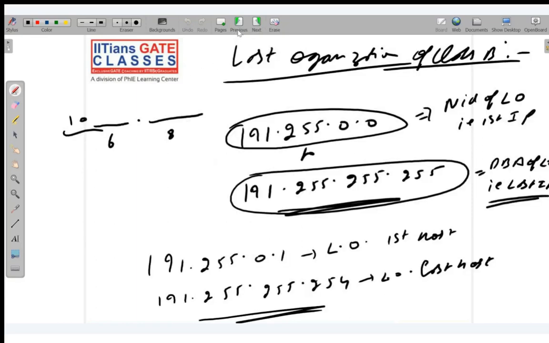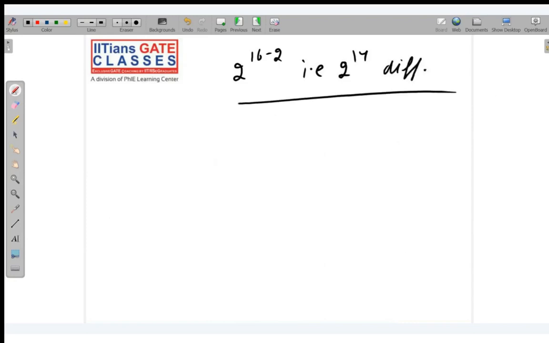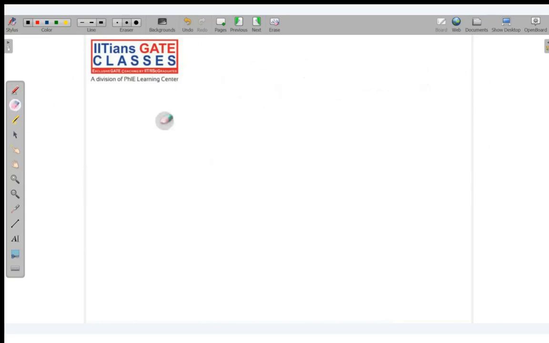I have dictated a few notes about it. Class B IP addresses can be assigned to 2 power 16 minus 2, that is 2 power 14 different organizations. And each organization will have 2 power 16 IP addresses and 2 power 16 minus 2 hosts. We have written this point already? Yes, sir. Then it's fine.